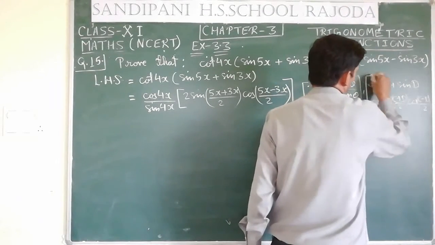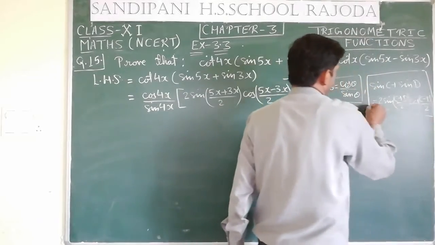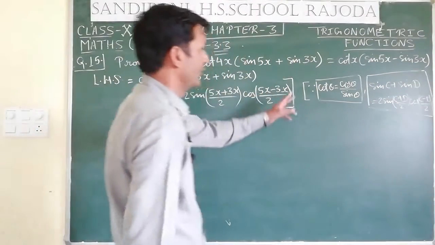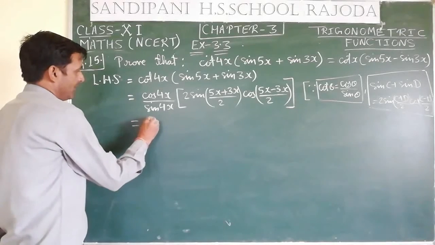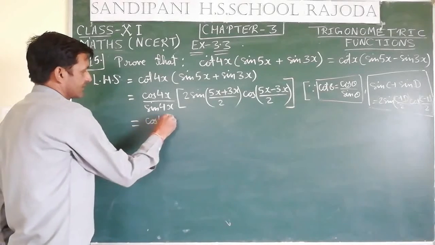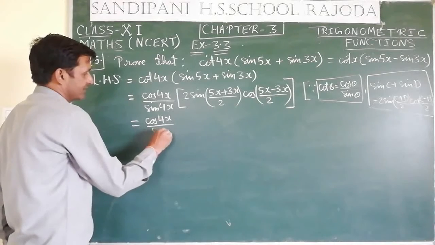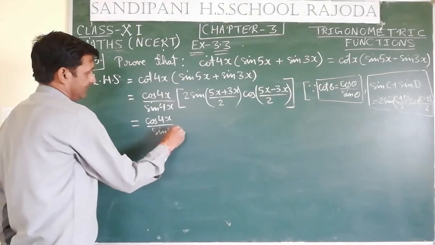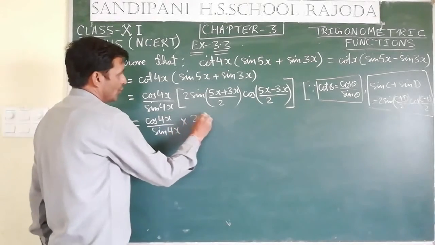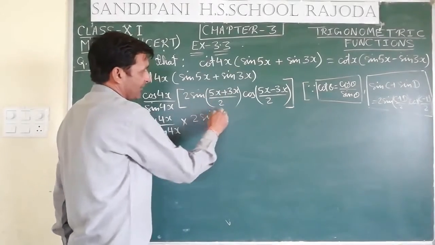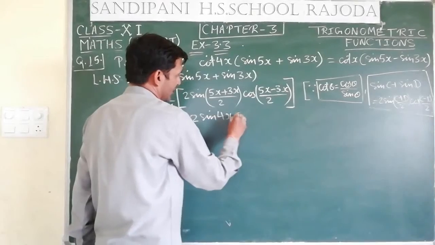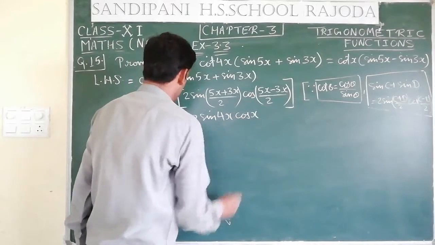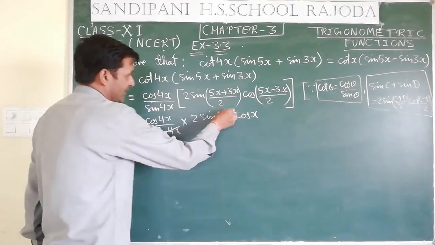It is another applied formula. So, this we have to mention here. Now, it will be cos 4x upon sin 4x into 2 sin 8x upon 2, that is 4x, cos 2x upon 2, that is cos x. So, this sin 4x is cancelled by this sin 4x.